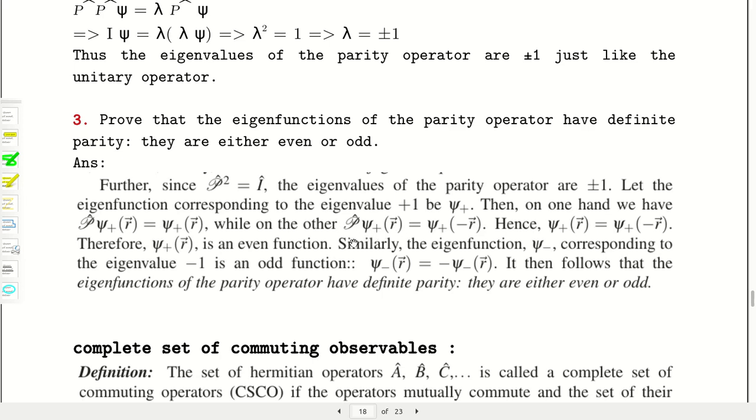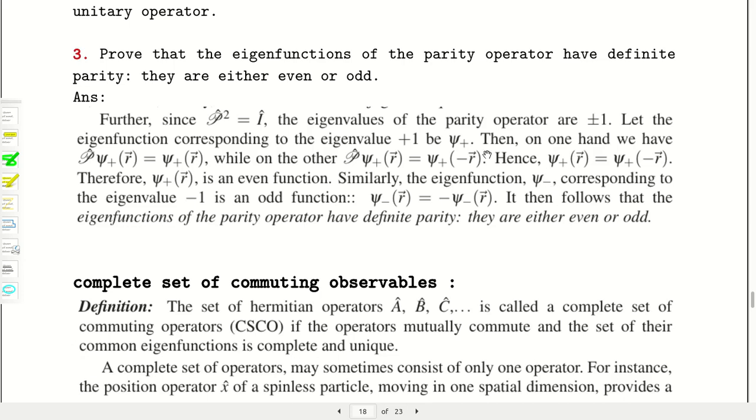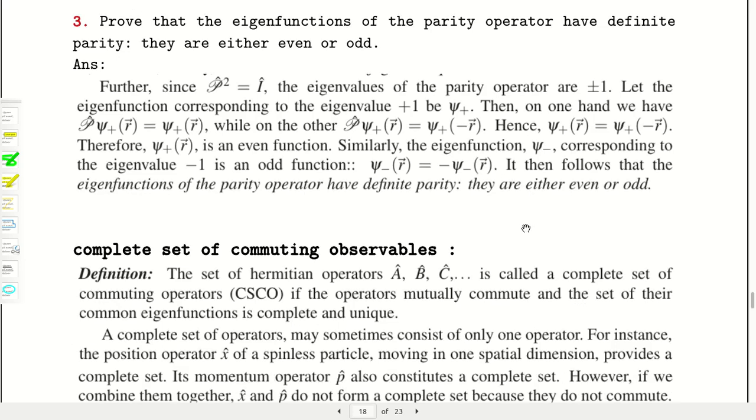So if you compare both of them, you can write psi plus r is equal to psi plus of minus r. So psi plus is the eigenfunction for the eigenvalue plus 1, and this is definitely an even parity function, that is an even function. Similarly, you can show that for the eigenvalue minus 1, you get an eigenfunction which is odd. So the parity operator has definite parity, that is either even or odd. It doesn't give any function in between, that is neither odd nor even.